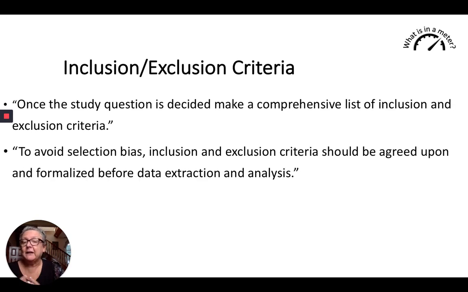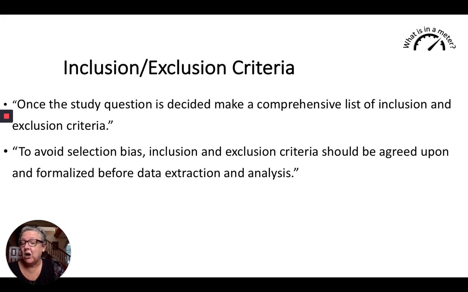Once you've got that, you then need to make a list of what you will include and what you won't include. Now, it's really important that you do this, because if you don't do it, you'll change your mind as you're doing the sifting. So you can make a comprehensive list of inclusion and exclusion. And you can go backwards and forwards to them, but at the point of data extraction, you need to have defined this.